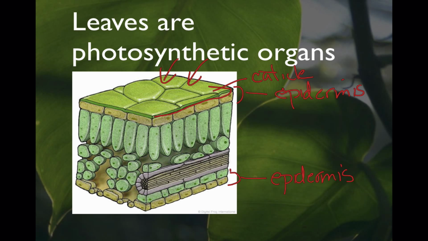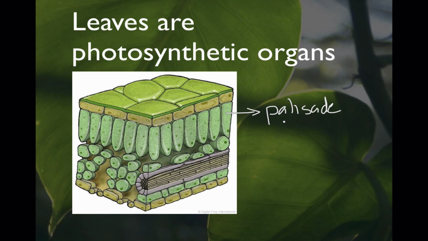Between the epidermis on the top and the epidermis on the bottom, we have the layer where most of the photosynthesis takes place. In this layer, you're going to see these tightly packed cells called palisade mesophyll. They're very tightly packed together and dark green because they're filled with chloroplasts. Below them, we have more loosely packed mesophyll cells called the spongy mesophyll. It's the same word.